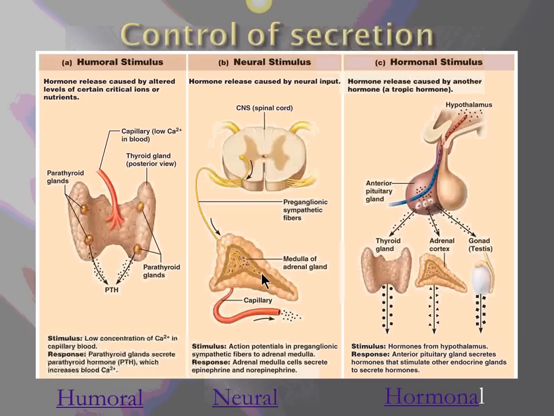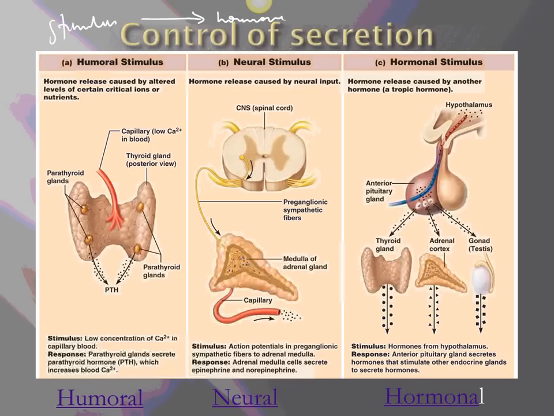Now here let's look at control of secretion of hormones. So hormones are secreted in primarily three ways. So let me back up. In order for a hormone to be produced, you need a stimulus. You need something to stimulate or cause the secretion. So there's a stimulus that causes the production of the hormone.